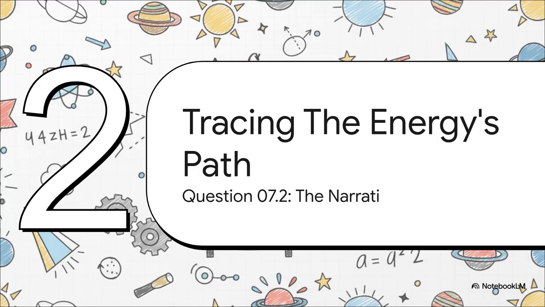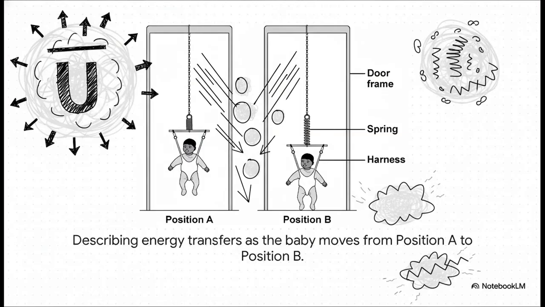All right, on to part 2. I kind of like to call this the storytelling question. You're not just spitting out facts here, you're actually telling the story of energy as it changes from one form to another during that bounce. So your job here is to be an energy detective. We're tracking its journey from the moment the baby is still at the top, position A, all the way down to when it's still at the bottom, position B. A really complete answer needs to cover what's happening at the start, in the middle, and at the very end.